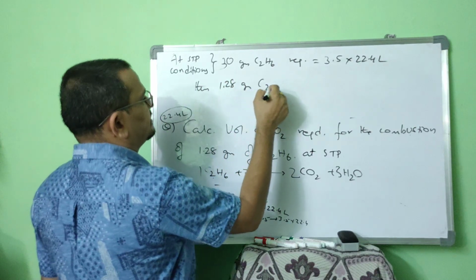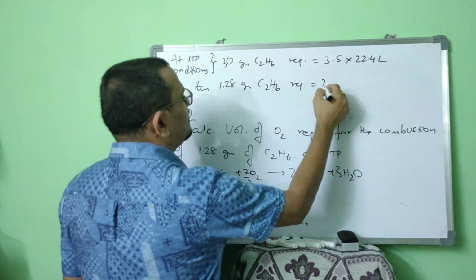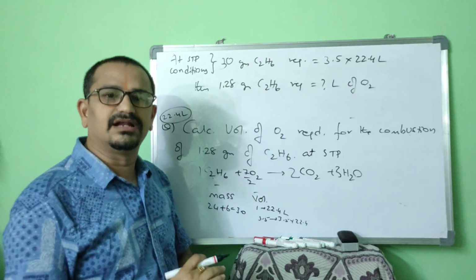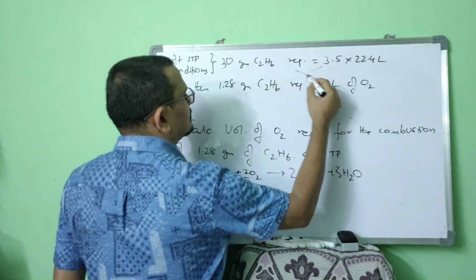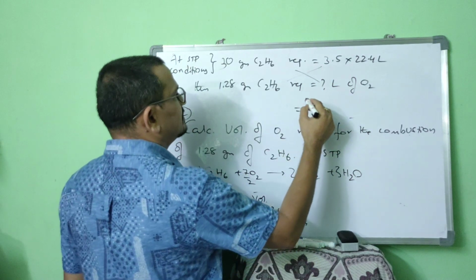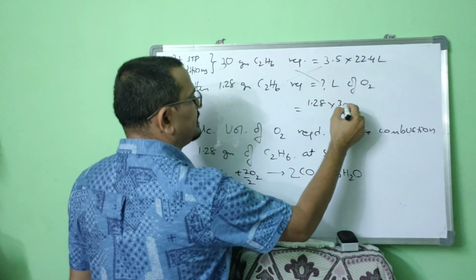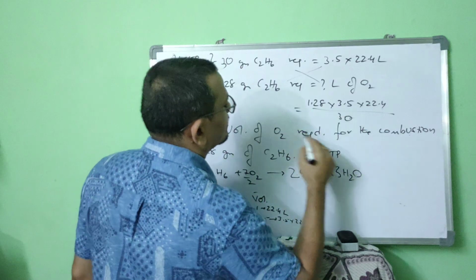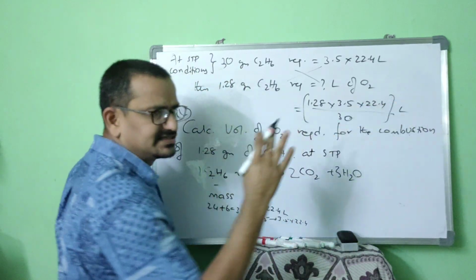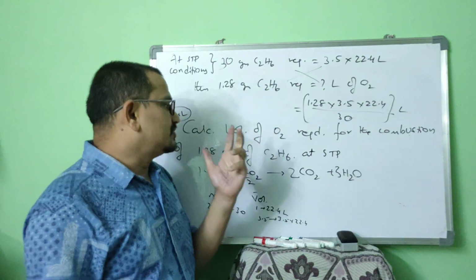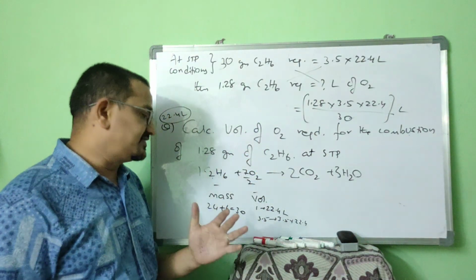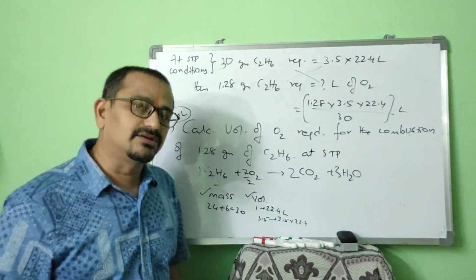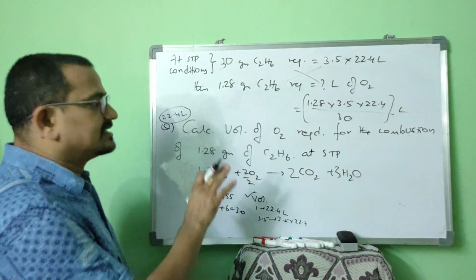1.28 grams of ethane requires how many liters of oxygen? This is what we have to find. This is the point we have to calculate. How? Crisscross. So the volume of oxygen required is 1.28 into 3.5 into 22.4 over 30. So these many liters. We have to simplify this. This is a simple mathematical calculation part, right? So in this way, sometimes we have to deal with the calculations based on mass and volume relations. So this is one question.